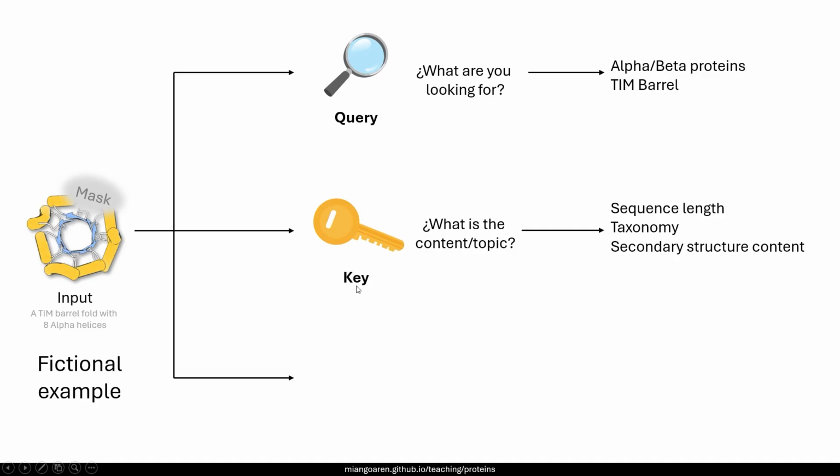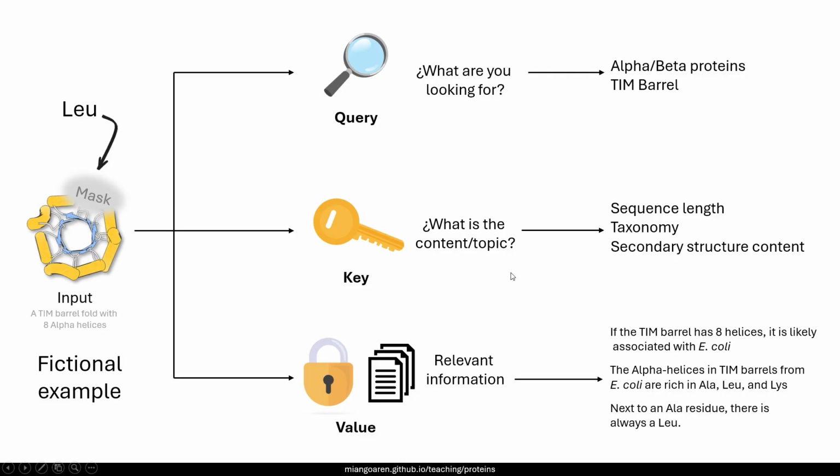Now the key, what does it represent? It is the type of content or the specific topic that is being talked about. For example, it could be the length of the protein sequence, the taxonomy with which this type of protein is associated, E. coli, Pseudomonas, or any other species that you like. Or it could also be the secondary structure content, the type of frequencies. Even if it is a TIM barrel, there could be other TIM barrels that do not have 8 alpha helices, but rather 10 alpha helices or 6 alpha helices.